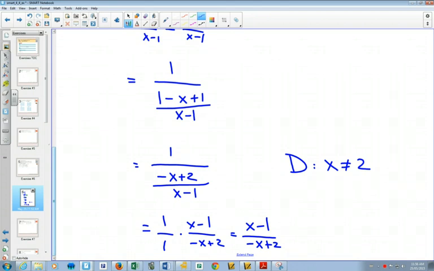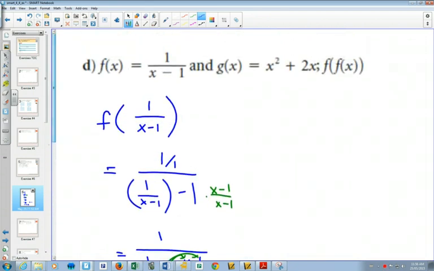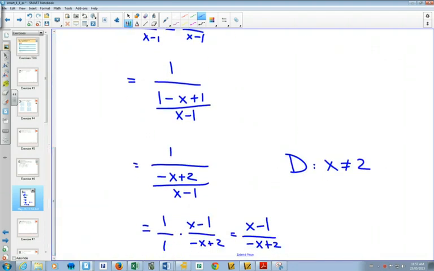But you also have to take in consideration, were there any restrictions in our functions that we began with? What couldn't we put into f of x? You can't put in 1, right? So if you had plugged in 1 to begin with, there would have been a problem right here, because then you'd be dividing by 0. Even though after we've simplified, we're no longer dividing by 0, we still need to say in our domain that x can't equal 1 either. So we see 2 from the simplified equation, but we also find out that x can't equal 1 from before.